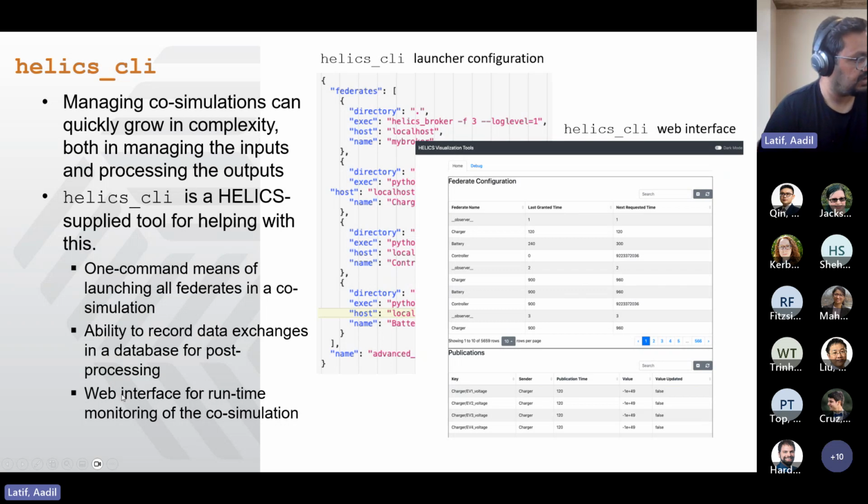We also have a web interface that allows you to monitor the simulation as it is moving forward. This is an example of that. What it essentially allows you to do is look at all the information that is being exchanged between the different simulators, what is being exchanged, and in that manner, you should be able to understand if things fail, where they're failing from. That makes your life a lot easier.